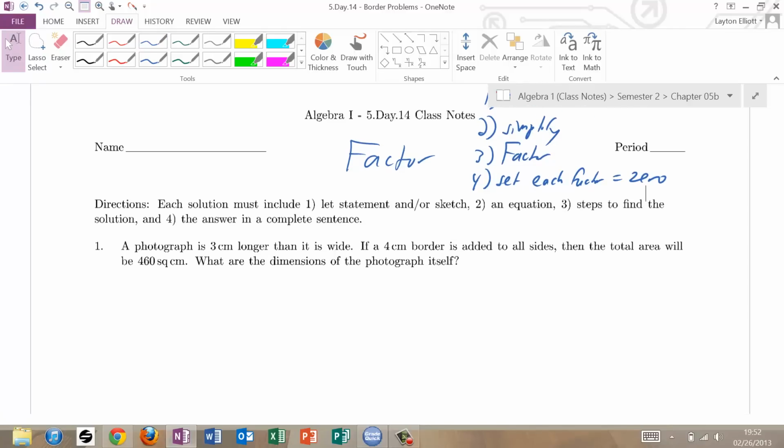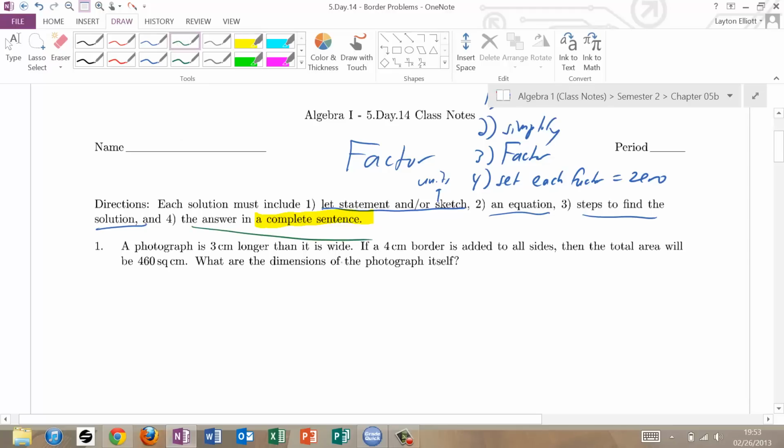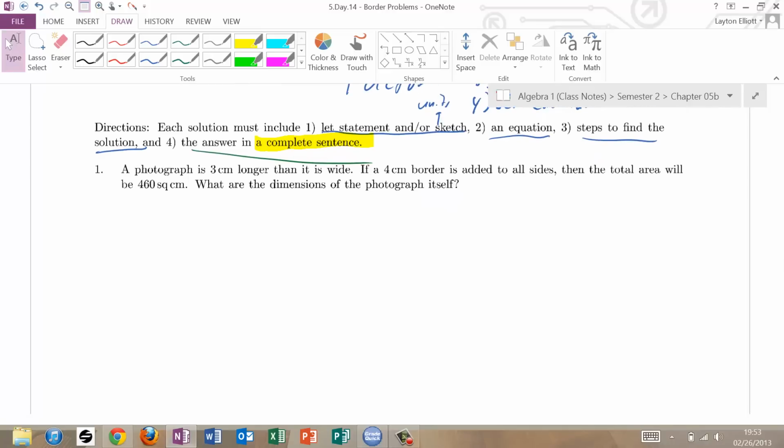Same 4 steps. You need a let statement and or a sketch. You're going to add to that we need units on the sketch. Number 2, we need an equation. Number 3, we need steps to find the solution. And number 4, we need the answer in a complete sentence. I'm going to add to this, all work must be shown on separate paper if you're doing this on your own. So like the homework we did 2 nights ago.